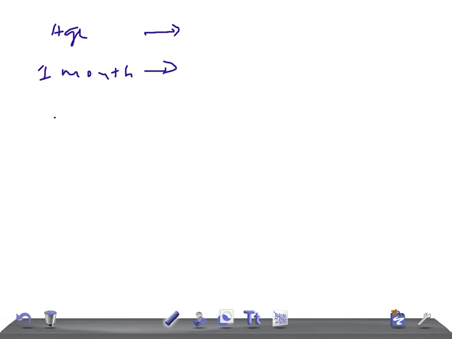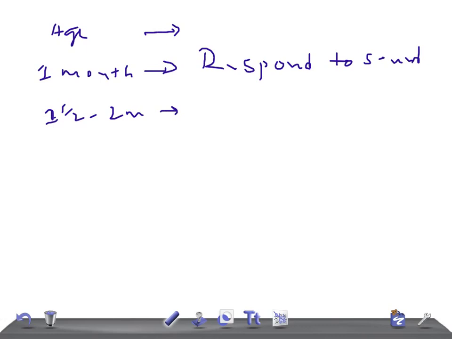Remember, he should respond to the sound. Response to sound. Okay, if the age of the patient is 1.5 months to 2 months, then smiles when someone speaks to him. Of course, not seriously. He should be very smiley. Smiles when someone speaks to him.